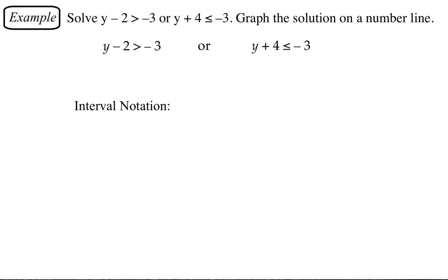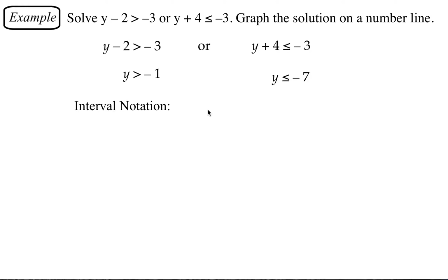Here's another one for you, but this one has the word or in it. We want y minus 2 greater than -3 or y plus 4 less than or equal to -3. Solving each of those for y, we get y greater than -1 or y less than or equal to -7. This time we want the union of those two, and the -1 is not included. There's no equal to with that.